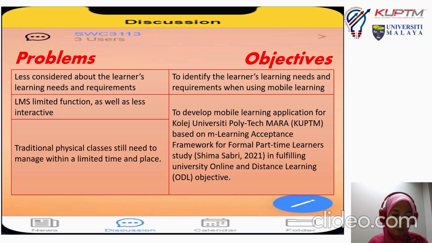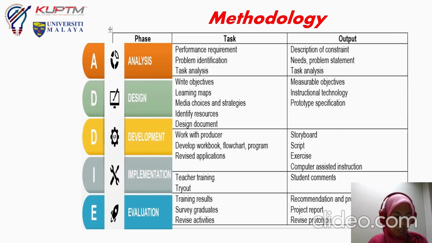Therefore, the objectives of this study will identify the learner's learning needs and attributes to use mobile learning. This project will develop a mobile learning platform that uses mobile learning acceptance framework in fulfilling higher education institution online learning. At the model referred when we start to design and develop the platform, 5 steps undertaken, which are analysis, design, development, implementation, and evaluation.